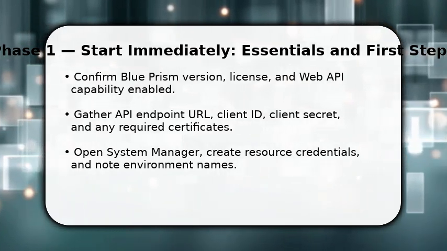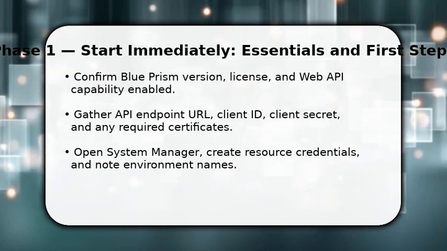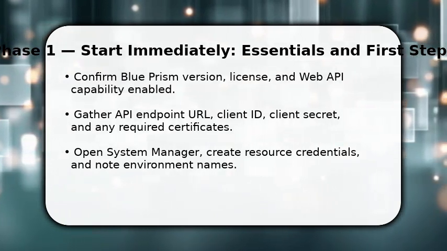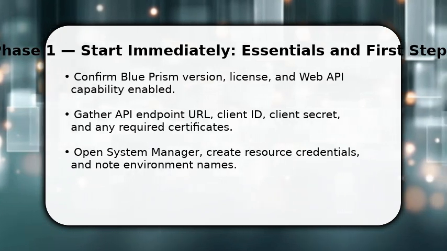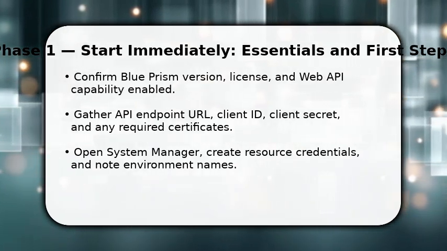You begin by validating prerequisites: Blue Prism version and Web API enabled, plus credentials and any certificate installed. Next, register the external API by adding a new Web API service. Give it a clear name so you can find it later. Configure the base endpoint URL and authentication type, then save.